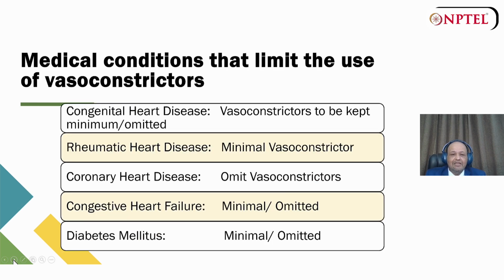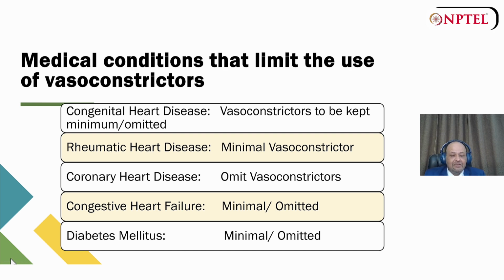Now, the medical conditions that limit the use of vasoconstrictors: if there is a congenital heart disease, the vasoconstrictor needs to be minimum or omitted. You can choose to use this in consultation with the patient's physician or the cardiologist. In rheumatic heart disease, minimal vasoconstrictor. In coronary heart disease, omit the vasoconstrictor. Again, one could always consult the cardiologist. In congestive heart failure, minimal or omitted. And in diabetes mellitus, it is minimal or omitted.